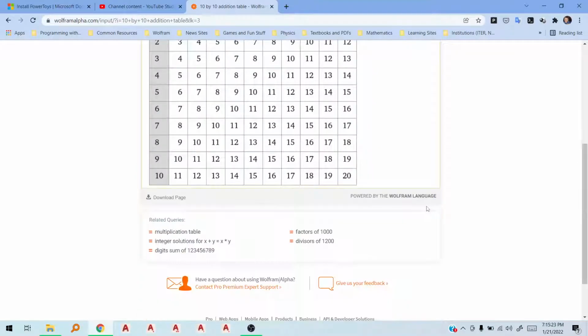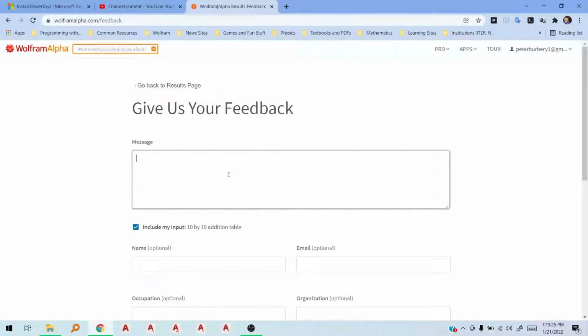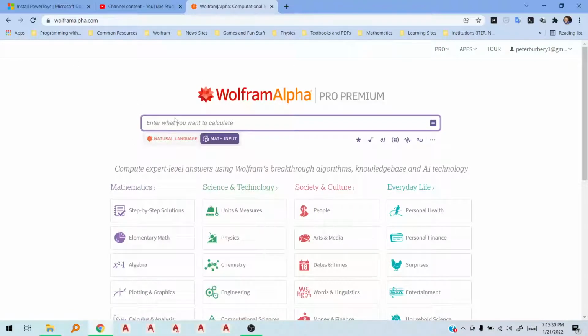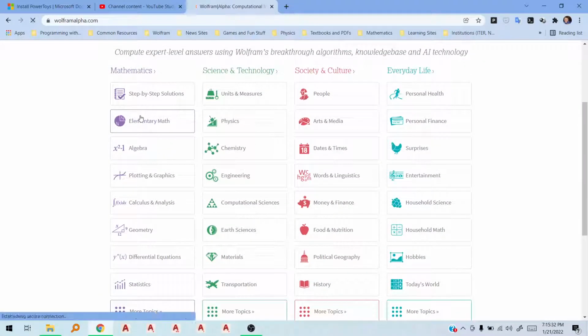I'll have to contact Wolfram Alpha. If you have a suggestion, you can write a message and they will listen to your feedback. They're always trying to improve the functionality.